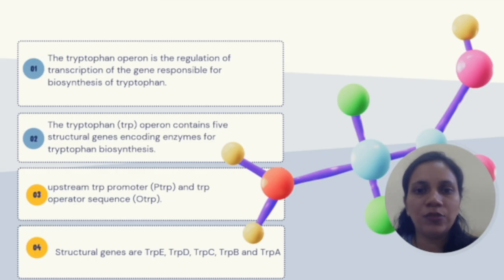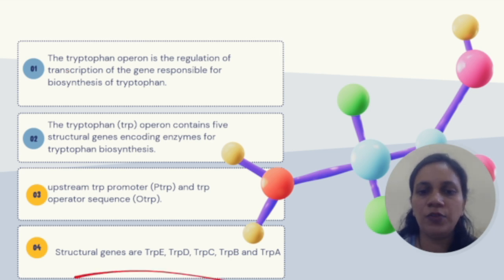So now, as we have seen the definition and the role of the tryptophan operon, the tryptophan operon is the regulation of the transcription of the genes which are responsible for the biosynthesis of tryptophan. Next, we have seen that it comprises 5 structural genes. We know that there is an upstream promoter and operator, and together there are 5 different structural genes.